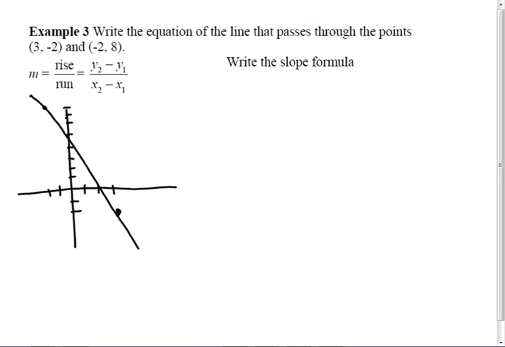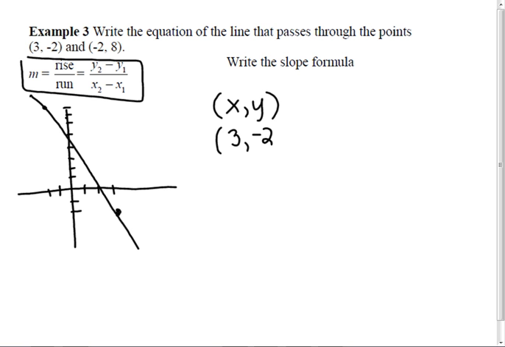Now, do you remember how to find the slope? It's right here. Yeah, but I only have points here. So I'm going to rewrite it here. It's x, y, and it's 3, negative 2, and it's negative 2, 8. So my slope, and we can't forget this, this is going to happen throughout all your classes in math. How do you find your slope?